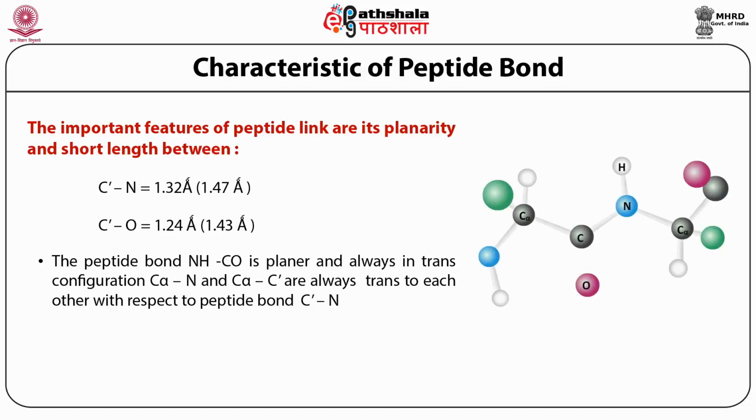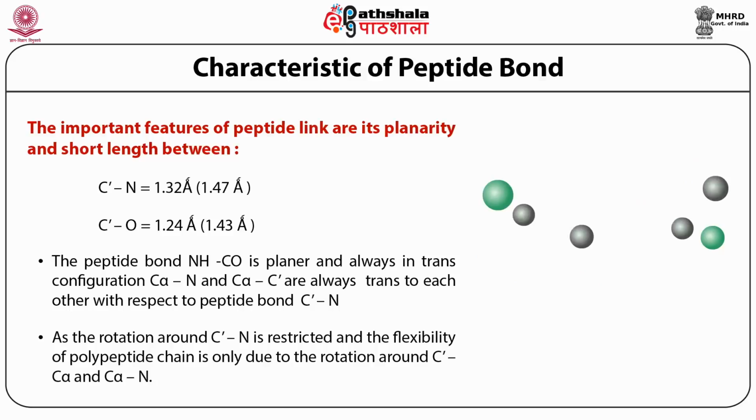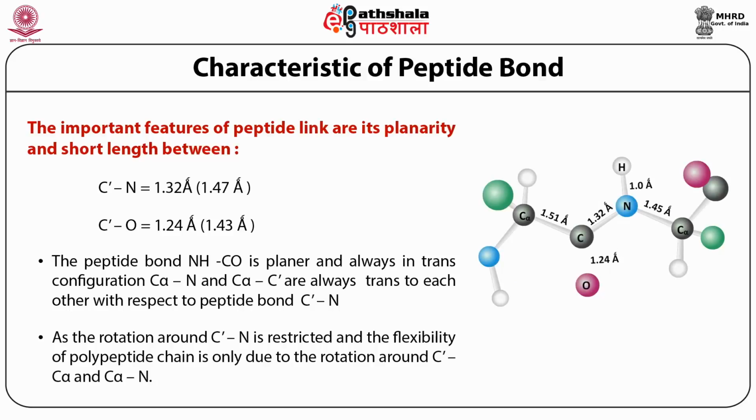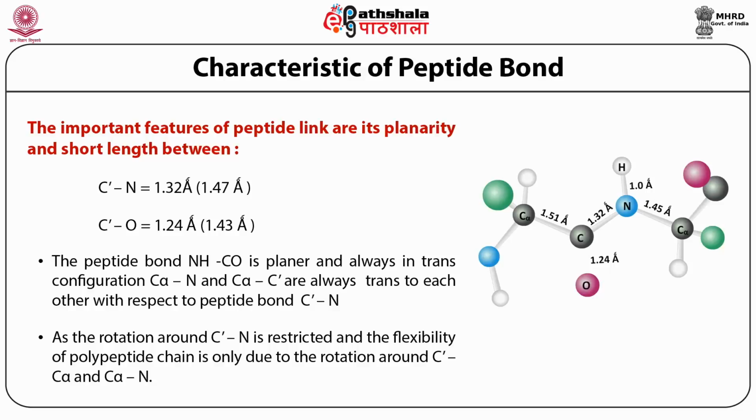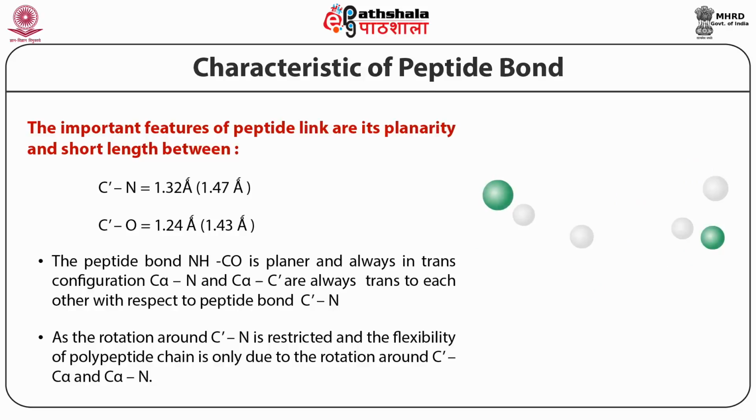C alpha and N, and C alpha and C prime, are always trans to each other with respect to the peptide bond C prime N, as the rotation around C prime N is restricted and the flexibility of the polypeptide chain is only due to the rotation around C prime and C alpha, and N.